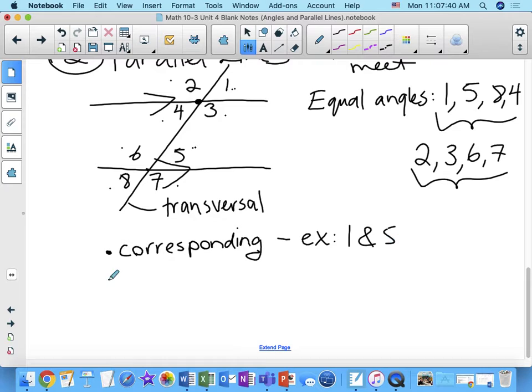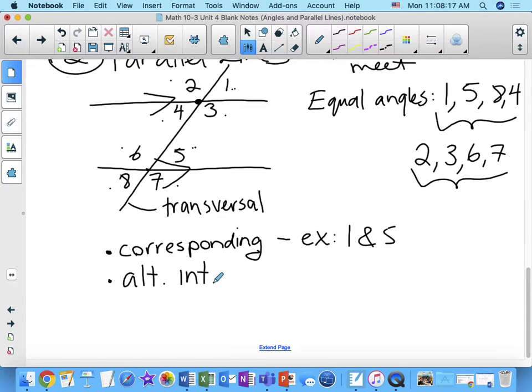The other one is alternate interior. Now remember we talked about the rest of the angles being either interior or exterior? Do you remember that? If they're interior, they're inside the lines. So the angles that are inside the lines are 3, 4, 5, and 6. If they're alternate interior, what does that mean? Yeah, it's like 4 and 5, they're interior, but they're on different sides of the transversal.